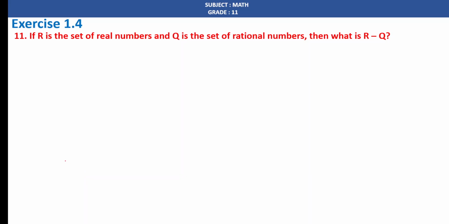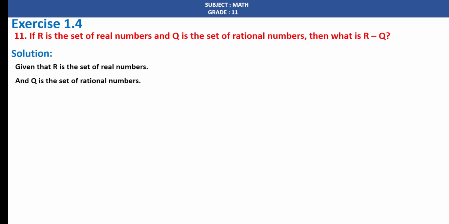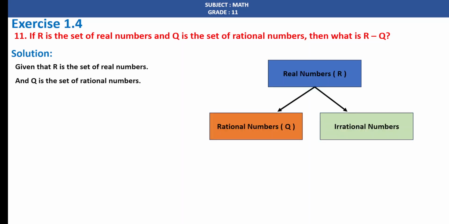Let us see question number 11. If R is a set of real numbers and Q is a set of rational numbers, then what is R minus Q? Solution. Given R is a set of real numbers, Q is a set of rational numbers. So, we know that real numbers can be divided into two parts, rational and irrational numbers. Therefore, real numbers minus rational numbers is equal to the set of irrational numbers.